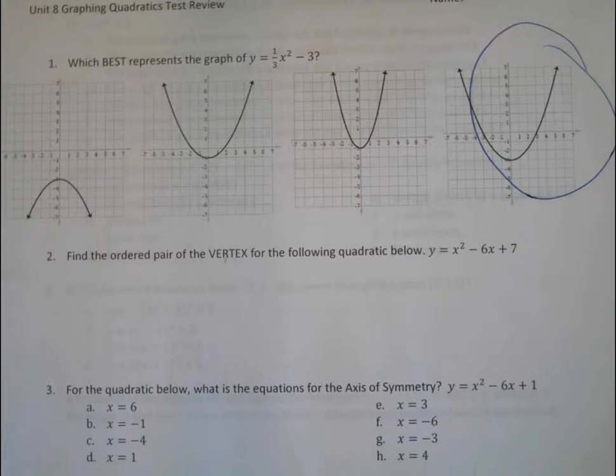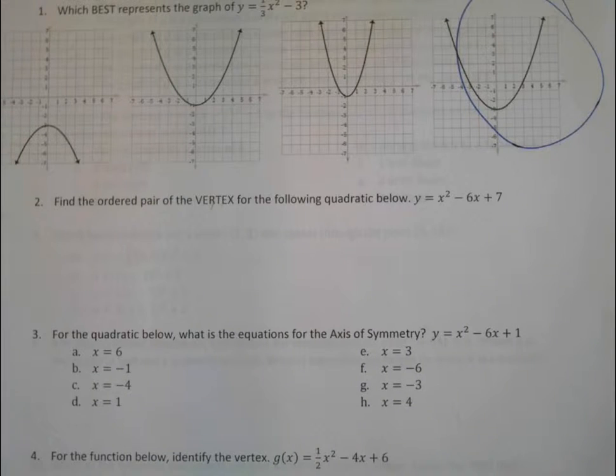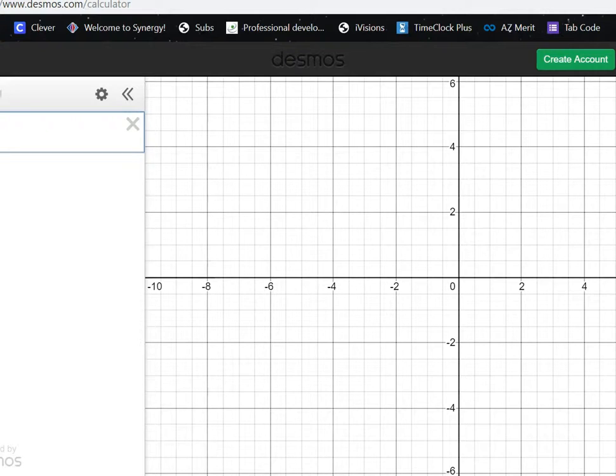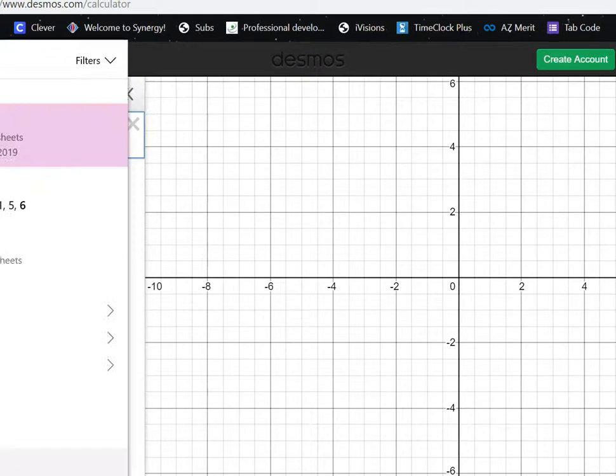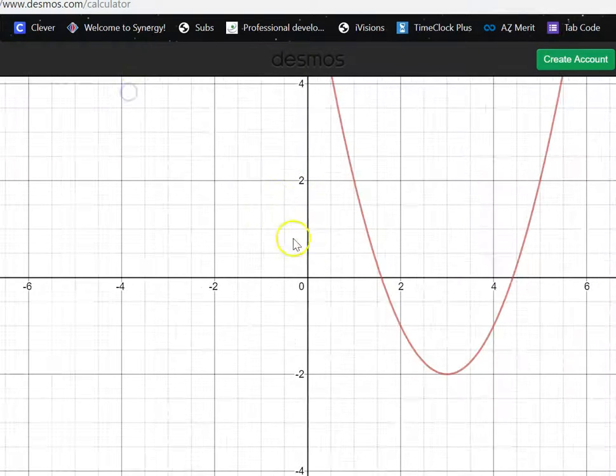Okay. On number 2, it wants me to find the ordered pair of the vertex. This one I am going to use Desmos for. So if you've never been, the website is www.desmos.com/calculator. And then it's a little bit off my screen, but I'm going to type in the equation. So I just type this in like I would type in on Canvas. 6x plus 7. Okay. So what I'm going to do is hide my equation editor.